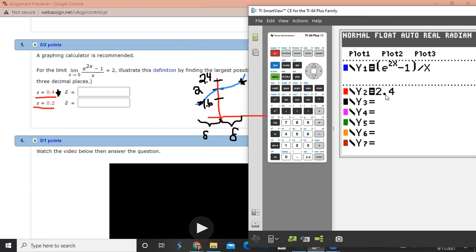In the examples that we did in class, they were more simple functions. They were just like the square root of x, right? So for instance, if it was just the square root of x, we would set the square root of x to 2.4 and solve for x that way. This is more complex because we would have to set 2.4 equal to e to the 2x minus 1 all over x.